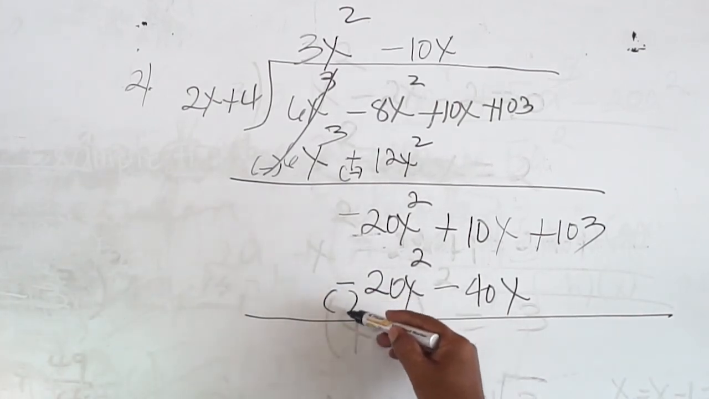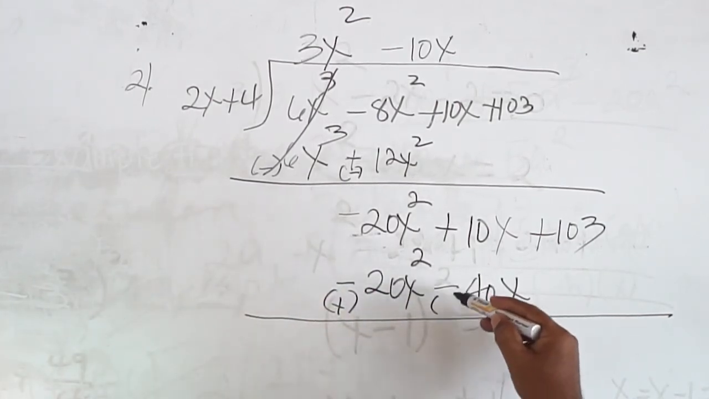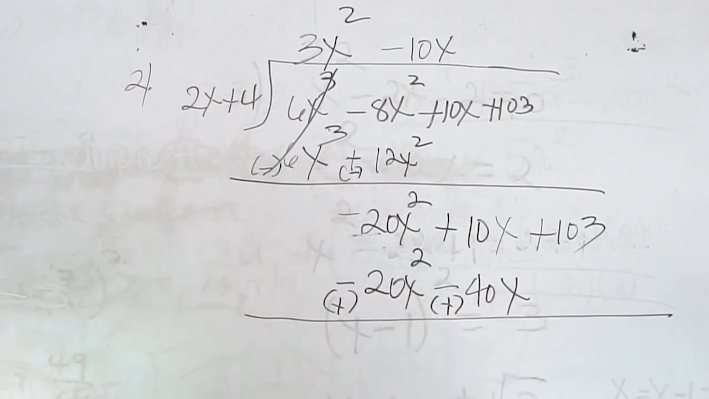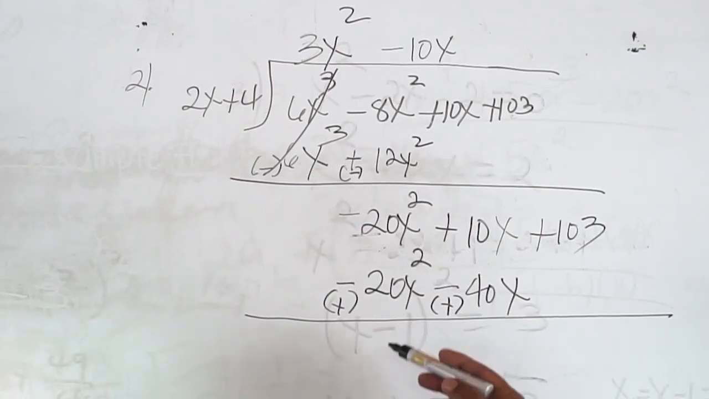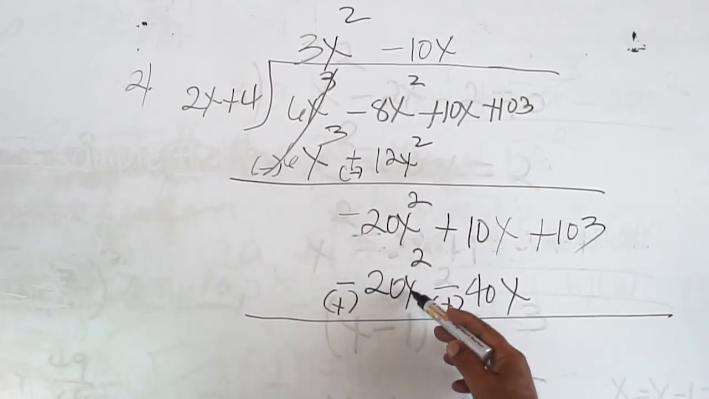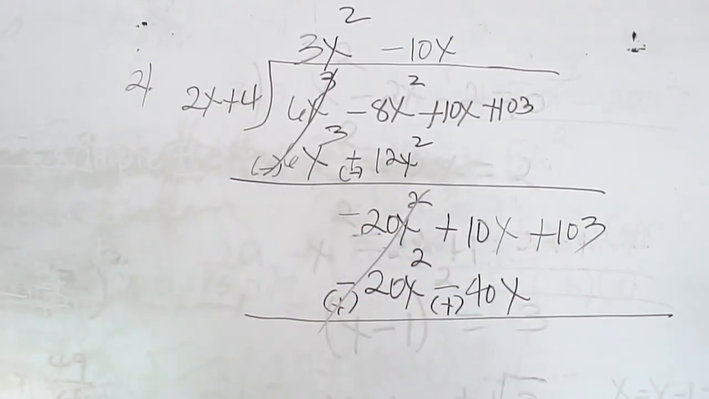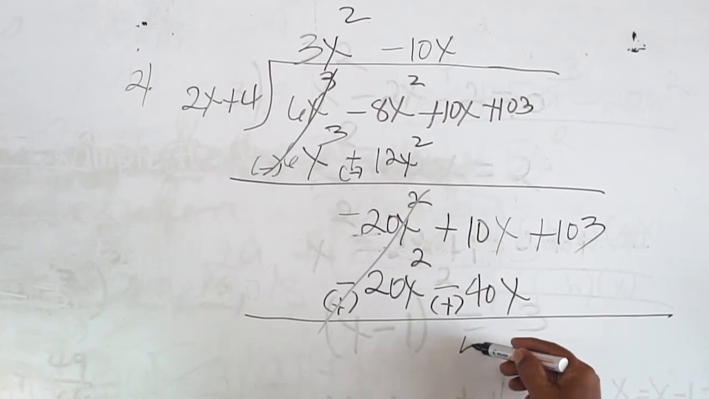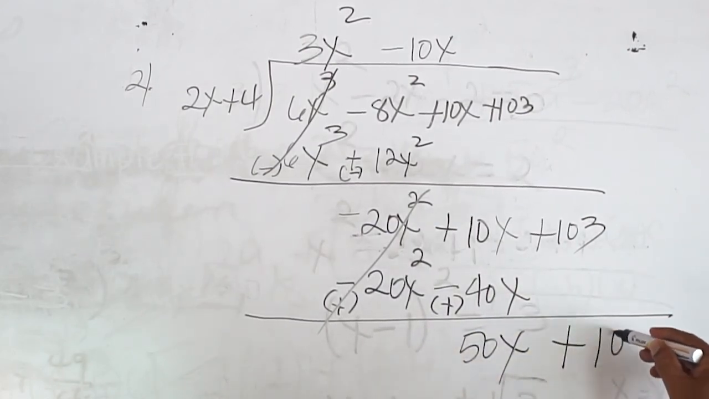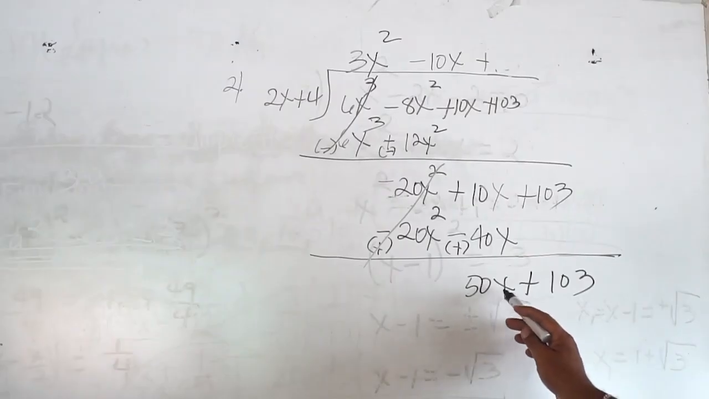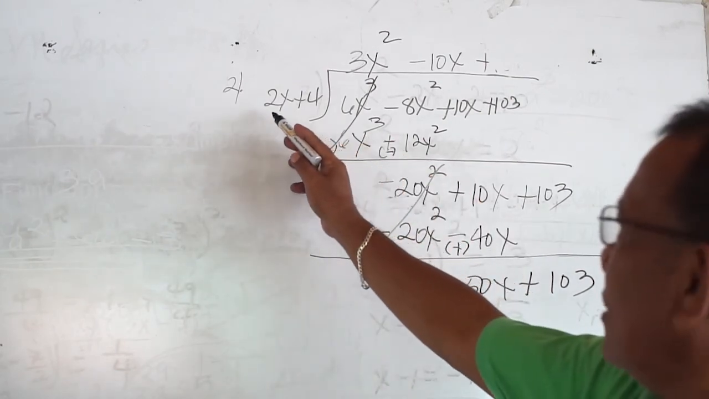Then after that, change the sign of the subtrahend. Negative change to positive. Then we have negative change to positive. Then add negative 20x squared plus positive 20x squared, the result is 0. Then we have positive 10x, then we have positive 40x, the result is 50x. Bring down 103.